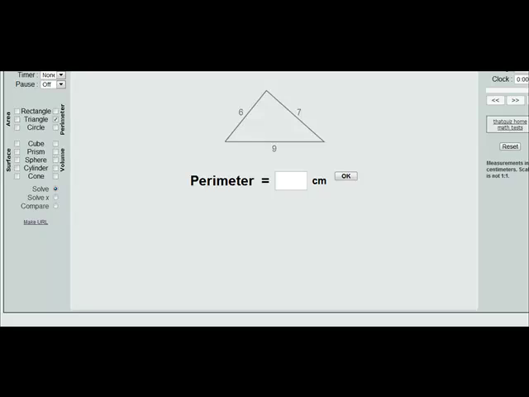Here we have a triangle. Now there's no formula for a triangle. You simply add up the sides. 6, 7, and 9. You would add those together. 6 plus 7 is 13. 13 plus 9 is 22. And it says centimeters, so this one equals 22 centimeters. So there's no formula for this. You just simply add up the sides of your triangle.